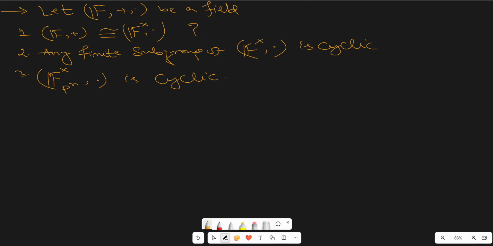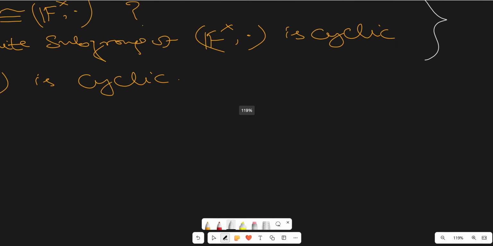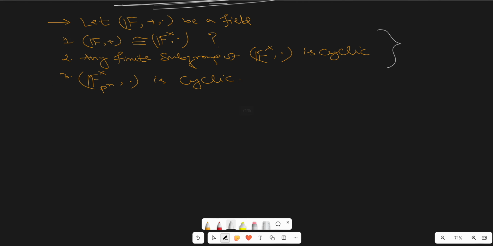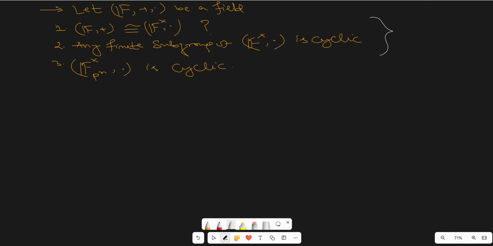What do you think about these statements? Do the statements actually make sense? Make sense or not? If they make sense, then can you prove or disprove them? So I'm going to prove the first one, second one, and third one, right? So proof.